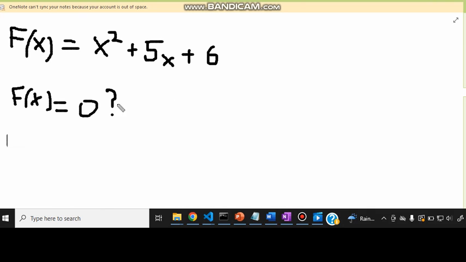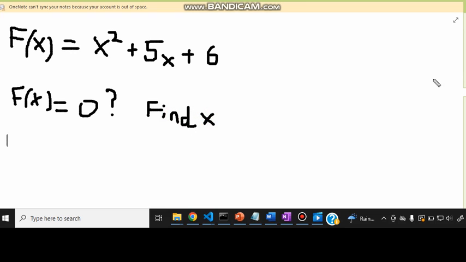Okay, so now in this question, we have the general function. So for any input here, x, we have f of x is equal to x squared plus 5x plus 6. So now the question says f of x is equal to 0. Find x.